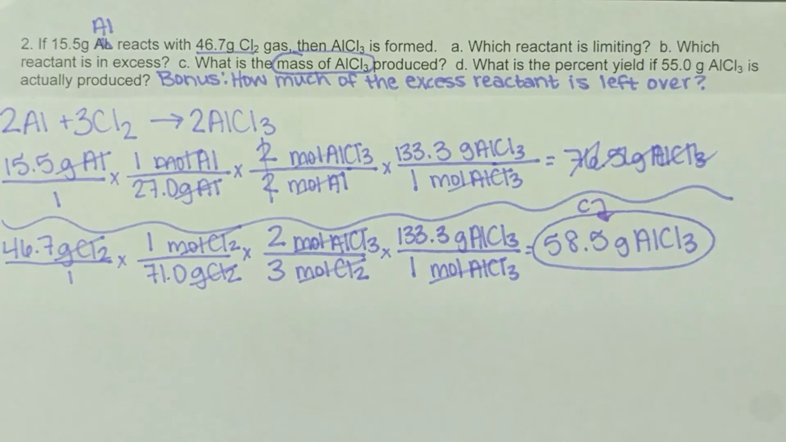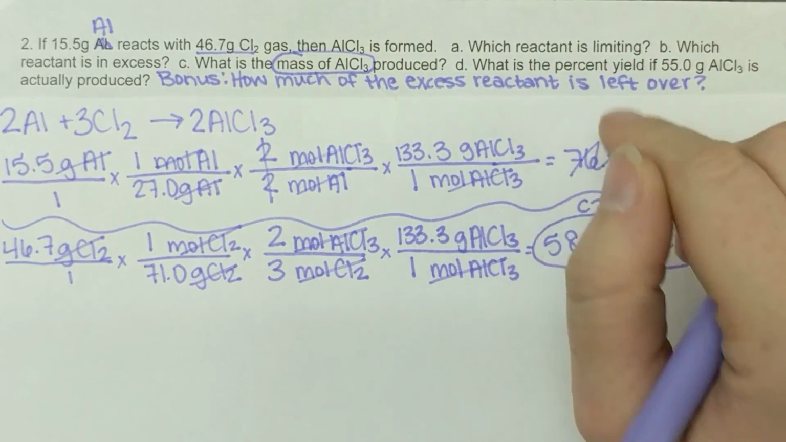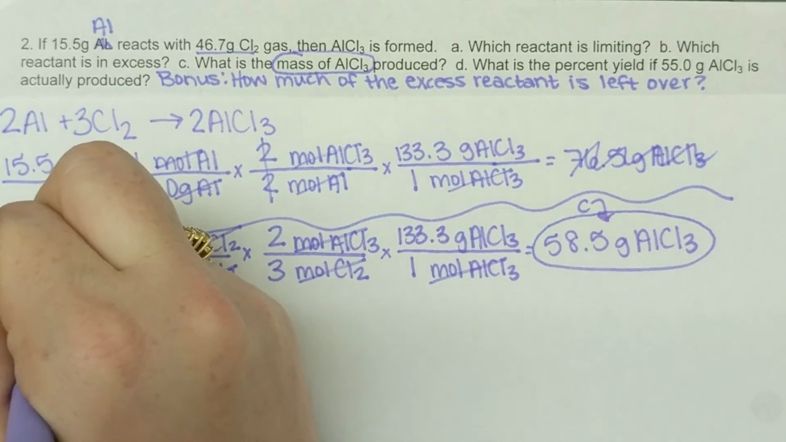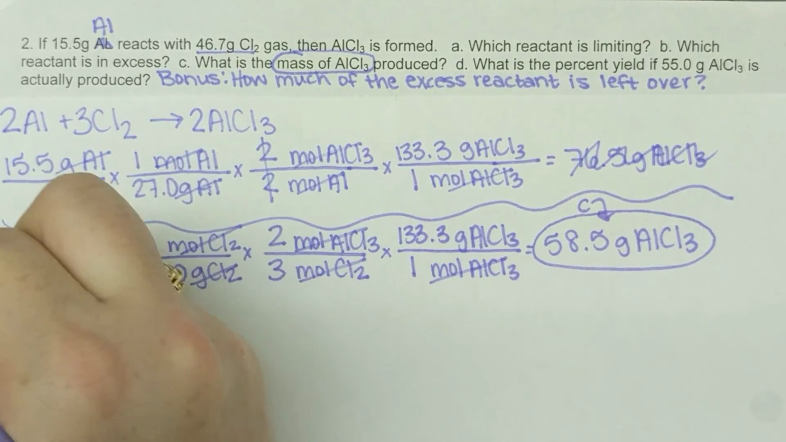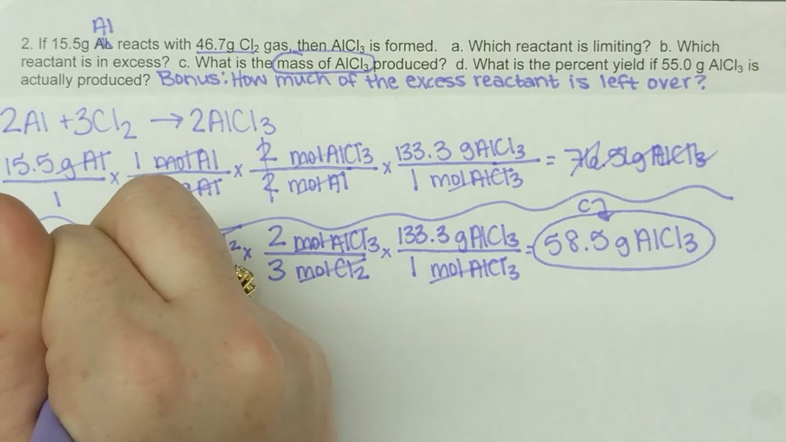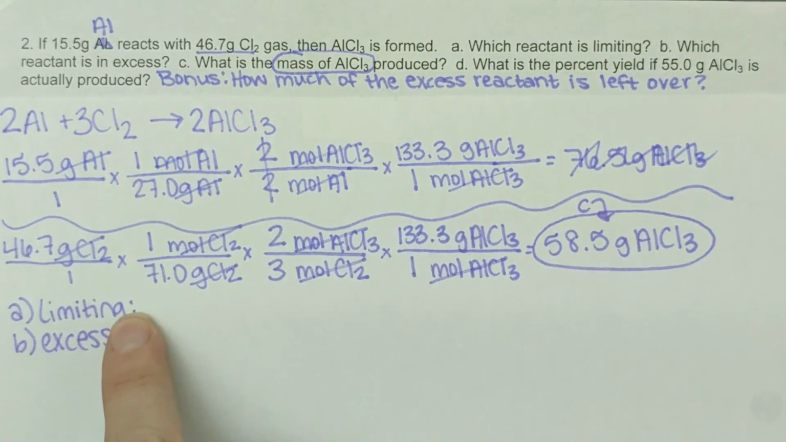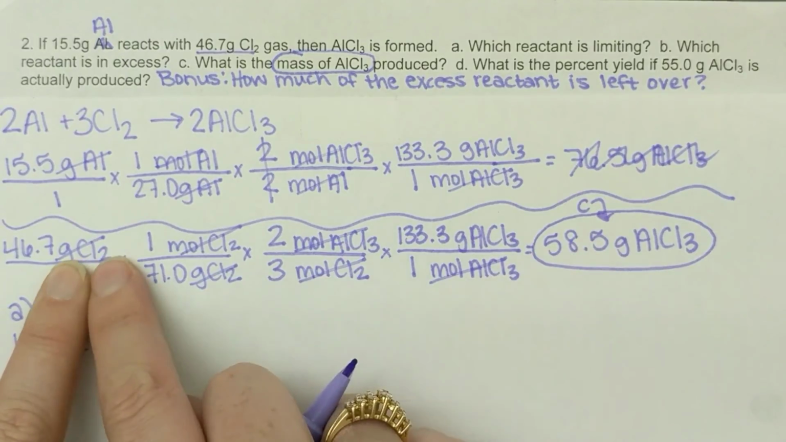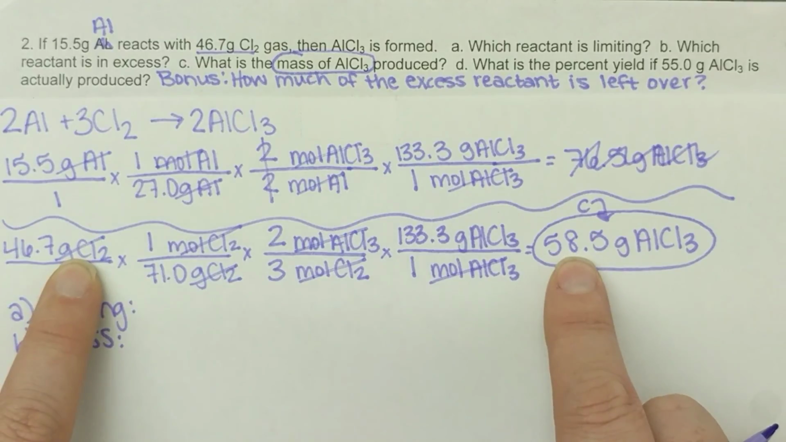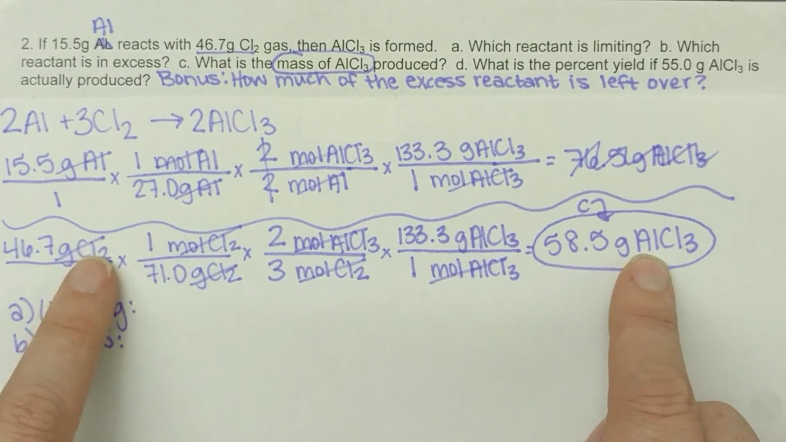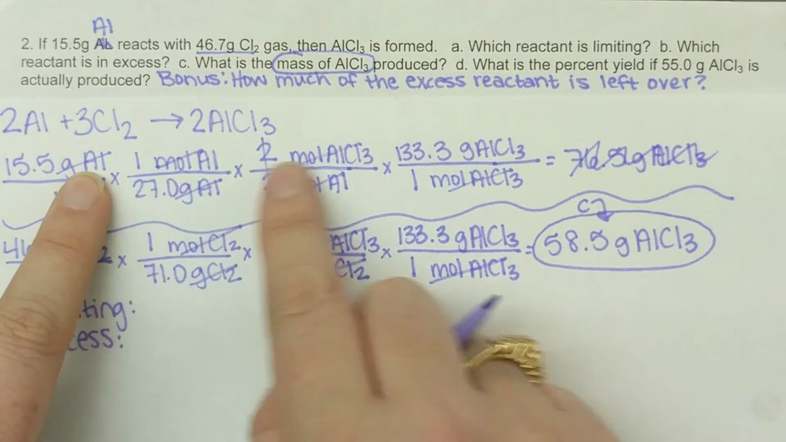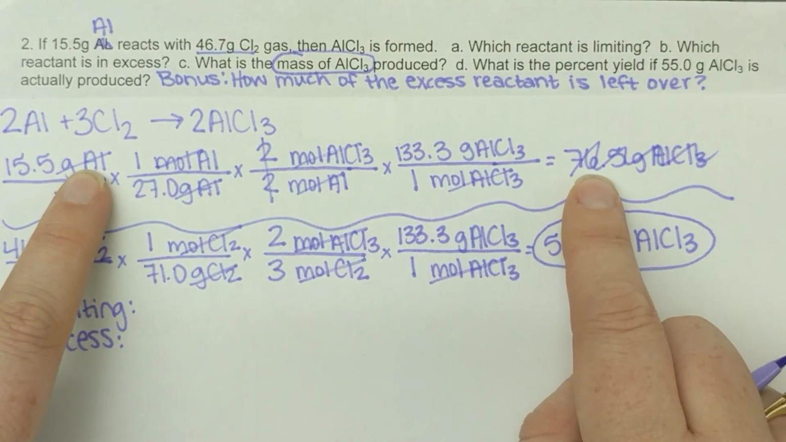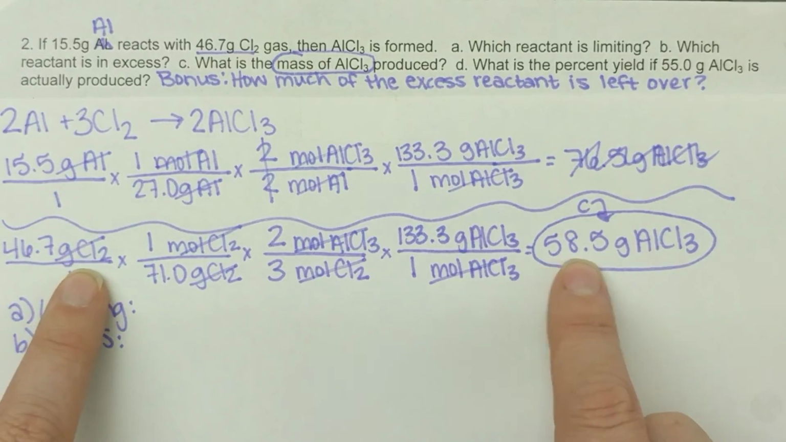So C is this. A says which reactant is limiting. And B says which one is in excess, meaning has leftovers. So the limiting is the one that held me back at the smaller answer. So chlorine held me back. That means I run out of chlorine and I only am able to produce 58.5 grams of aluminum chloride before I run out of chlorine. Aluminum said I could have gone all the way to 76.5 grams, but it can't because I stopped here. Chlorine ran out, and the reaction stops at 58.5. So chlorine limited me at 58.5.